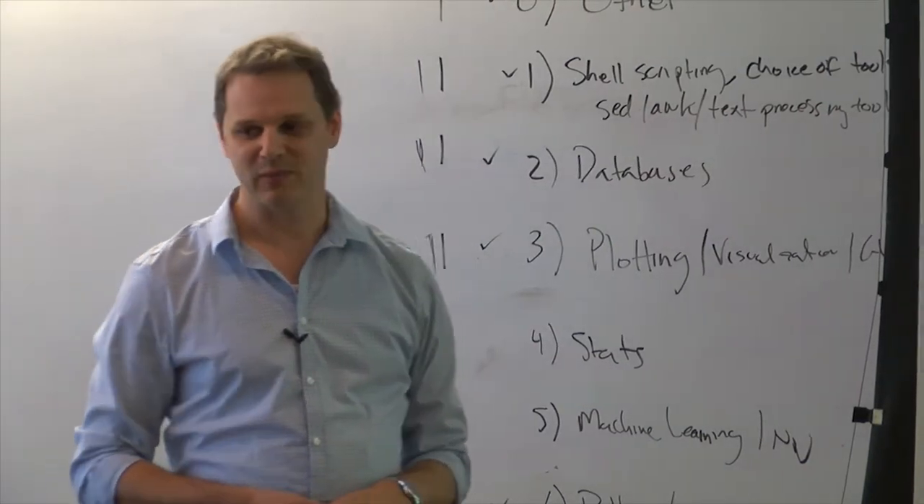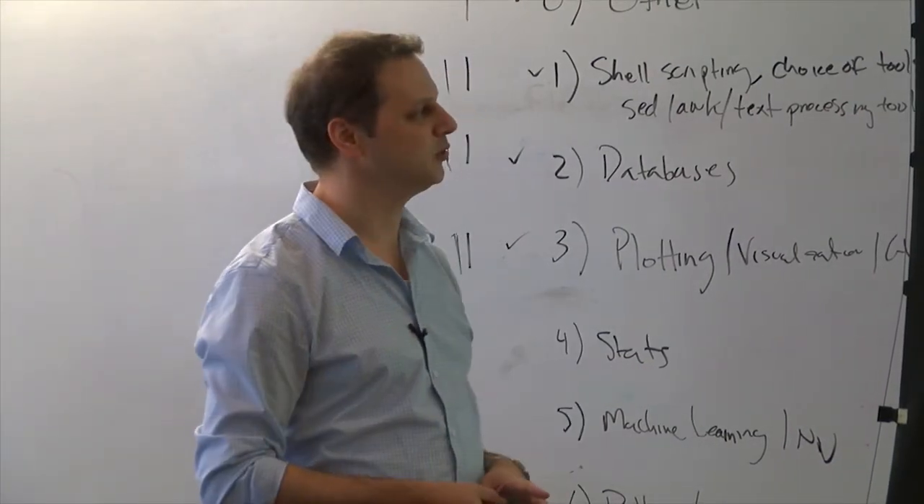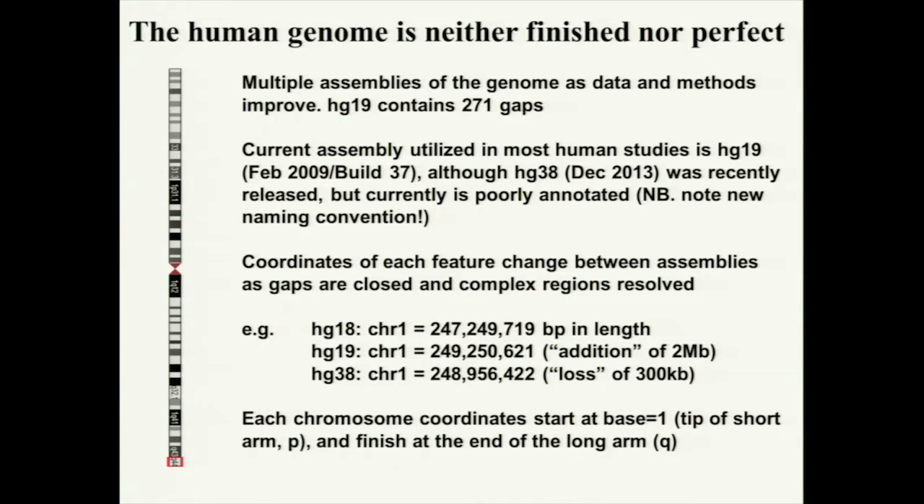HG19 is usually the assembly that most people use at this point. And a really important thing to know is that whenever you're working in the genome, you always need to know which build of the genome you are working in, or somebody else is working in. If you get some data from somebody else, they may have worked in HG18 or HG38 or something, and may give you a set of coordinates which may not at all correspond to what you think they are.